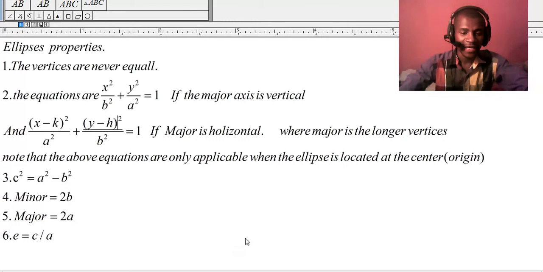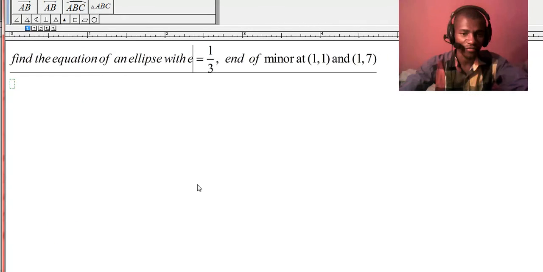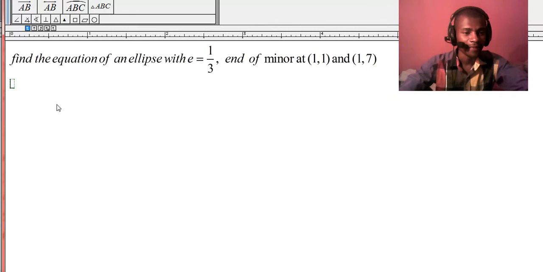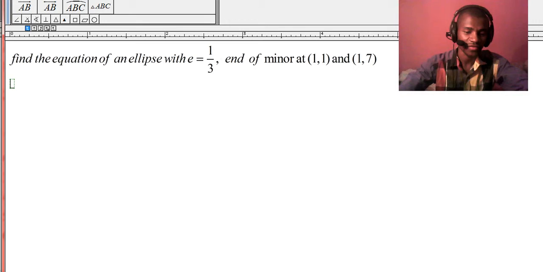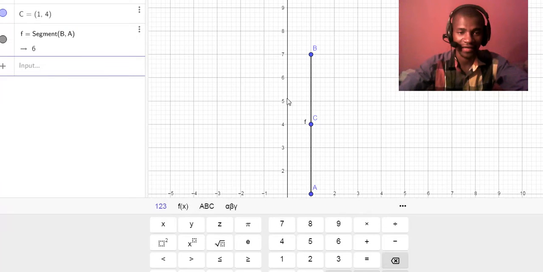And then I got a question from one of my viewers, and this is what I mostly want us to look at today. It says: find the equation of an ellipse with eccentricity 1 over 3, and the ends of the minor are at (1, 1) and (1, 7). So this is nice. Let's go to the plane and try to draw that.